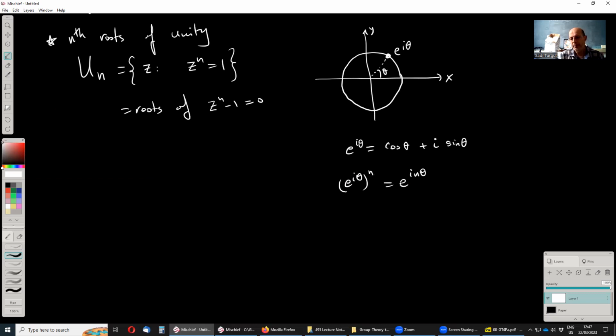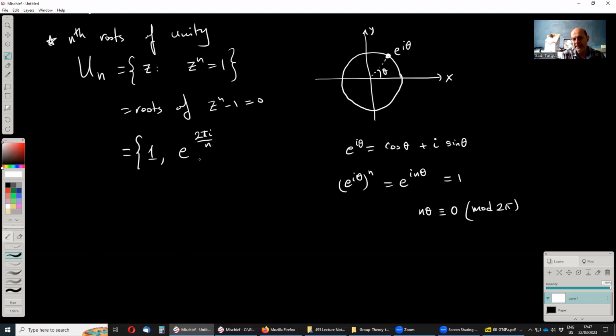Okay. So basically, the nth power is equal to 1 if n theta is equal to 0 modulo 2 pi, right? So if n theta is a multiple of 2 pi, in that case, you get a root of unity. The simplest root of unity is 1, obviously. 1 to the n is equal to 1. But the next one is e to the 2 pi i over n.